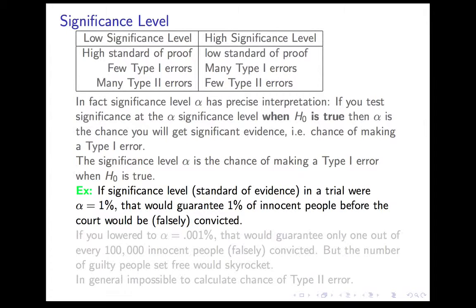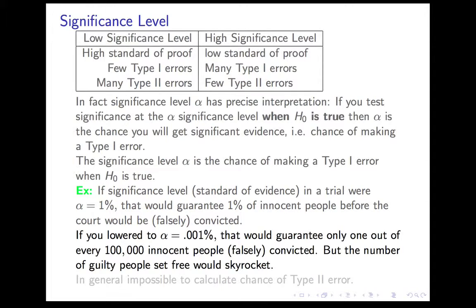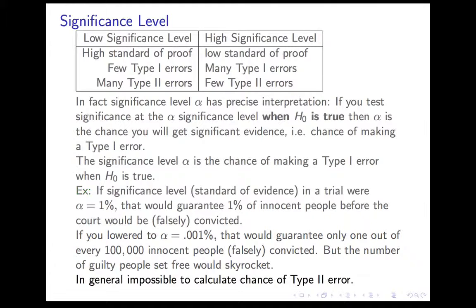Okay, so if your significance level, which is your standard of evidence in trial, is 1%, this guarantees that 1% of innocent people who come before the court will be falsely convicted. That sounds like a pretty high significance level for a courtroom trial. So you could lower it. Maybe you'd make your alpha 0.001, and that would guarantee only 1 out of every 100,000 innocent people would be falsely convicted. But that would increase the number of guilty people who are set free.